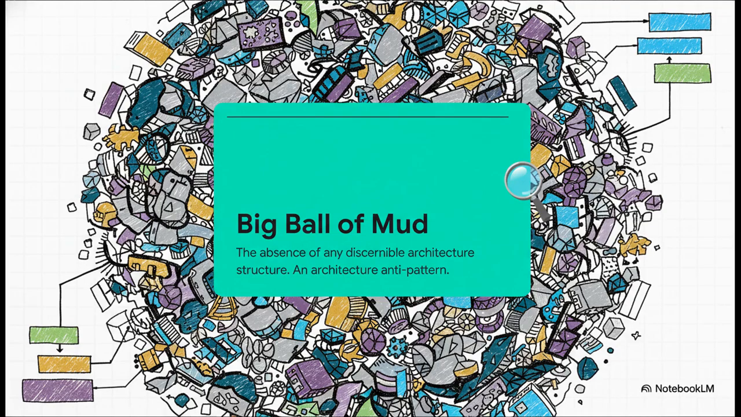Now, in the software world, this actually has a formal name, the big ball of mud. And it's what we call an anti-pattern. That means it's the exact opposite of what you want to create. It's pretty much what happens when a system just evolves, with no deliberate design at all.